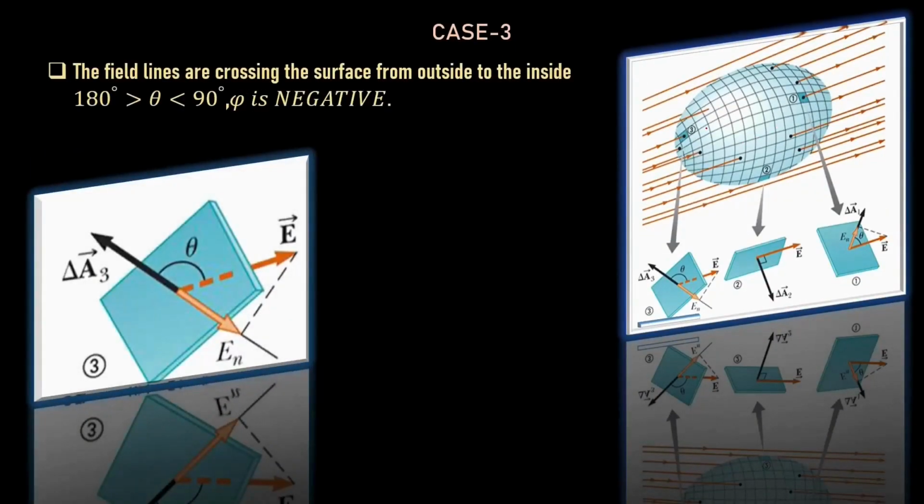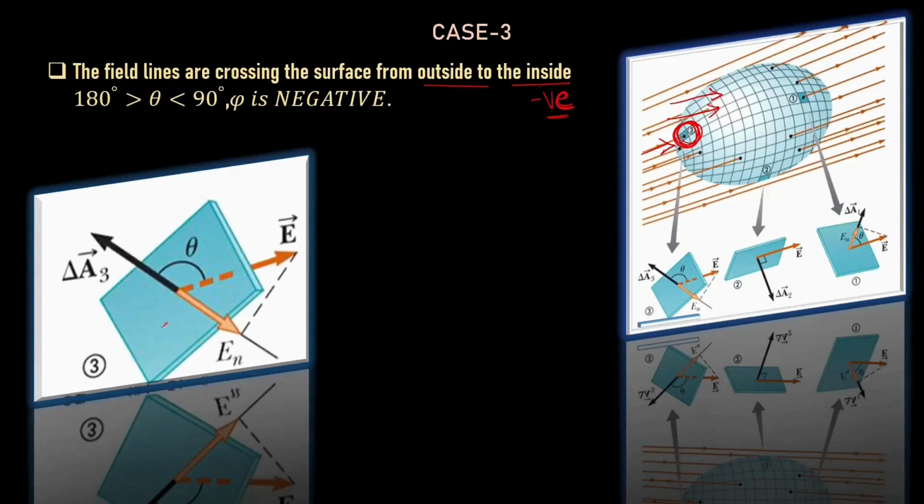In case number 3, that is this figure, at the area element 3, what we will notice is that the electric field lines are moving from outside towards the inside. This is the key point. The field lines are crossing the surface from outside to inside. And in my previous video I have already told you, whenever the field lines are passing from outside to inside, that type of field lines will contribute towards the negative flux. Let us see how it is possible.